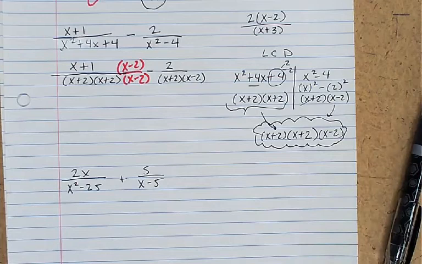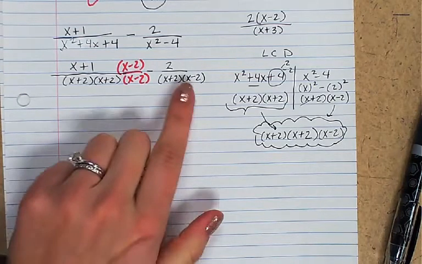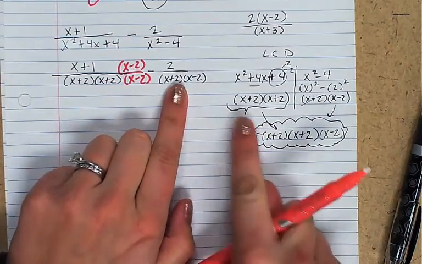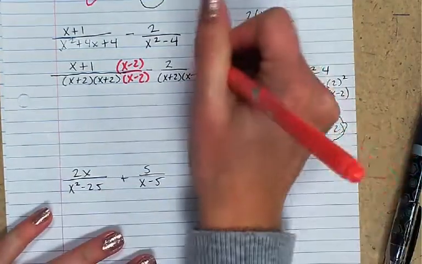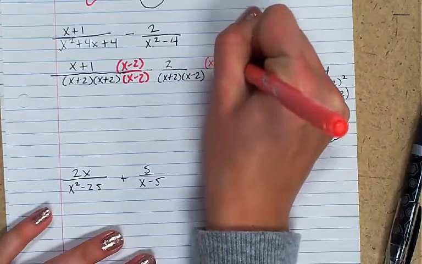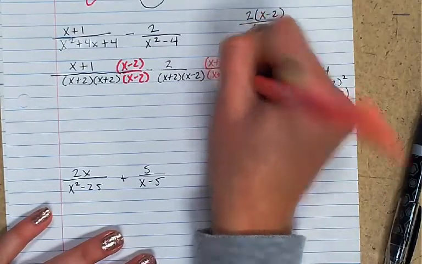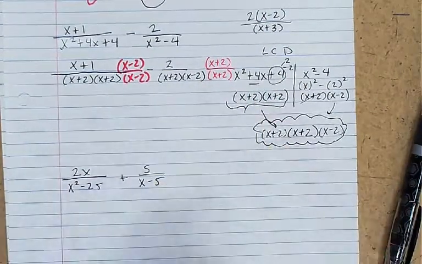Looking at the second one, it has the x plus 2 and x minus 2. So it's missing one of the x plus 2's. It only has those parts. It needs this part too. So this one, I'm going to multiply it by x plus 2 over x plus 2, so that now I have all 3 parts in there.